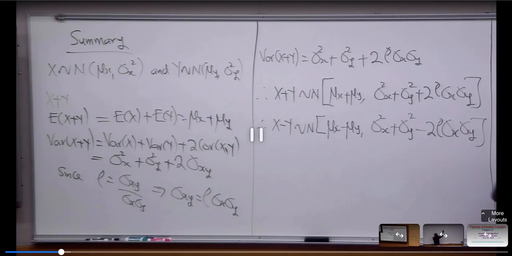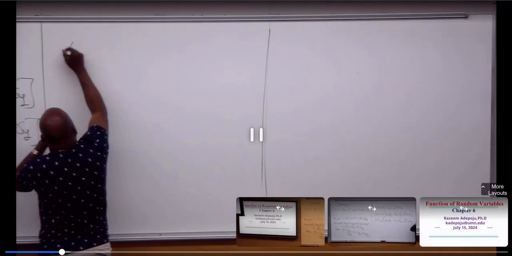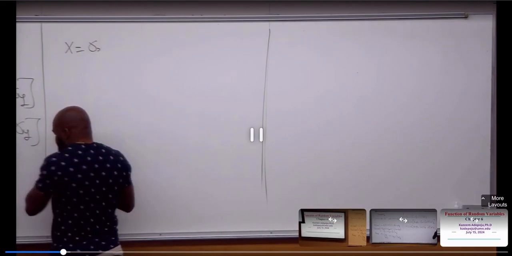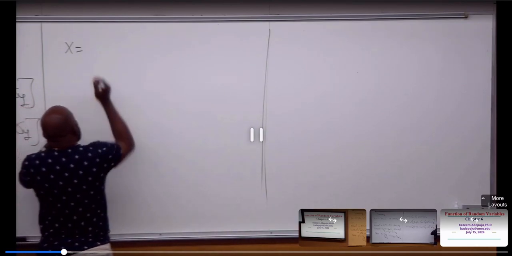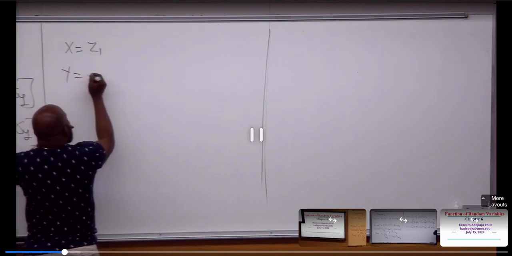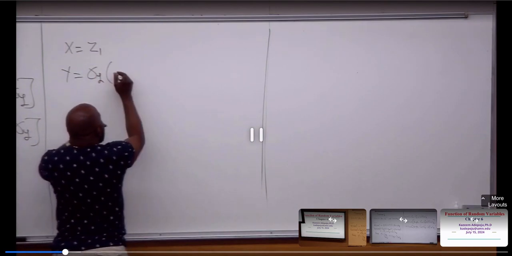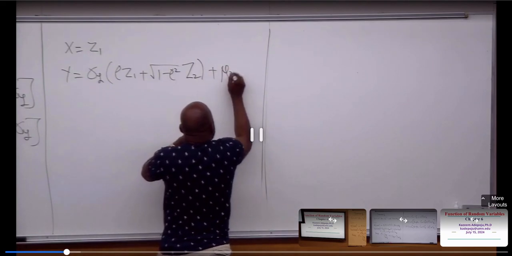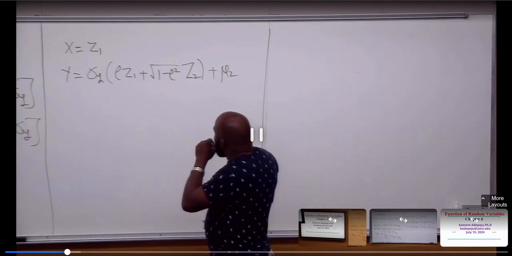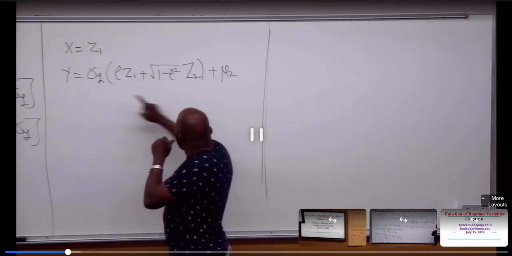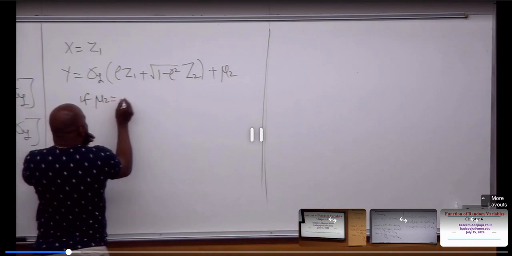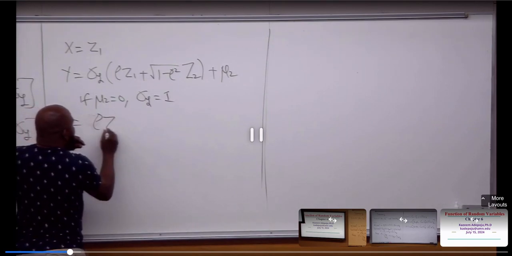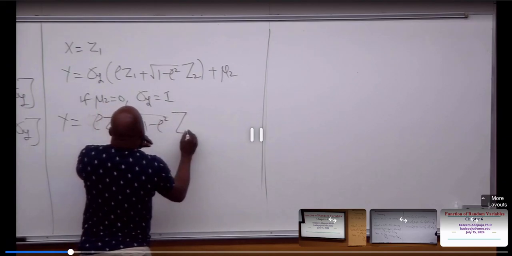Now, you remember the other time that I said that X equals, let me just write, sigma X equal this, and Y equals sigma Y times rho Z1 plus square root of 1 minus rho squared Z2 plus mu2. In the situation where sigma Y equals 1 and mu2 equals 0, you're actually going to have this guy here.